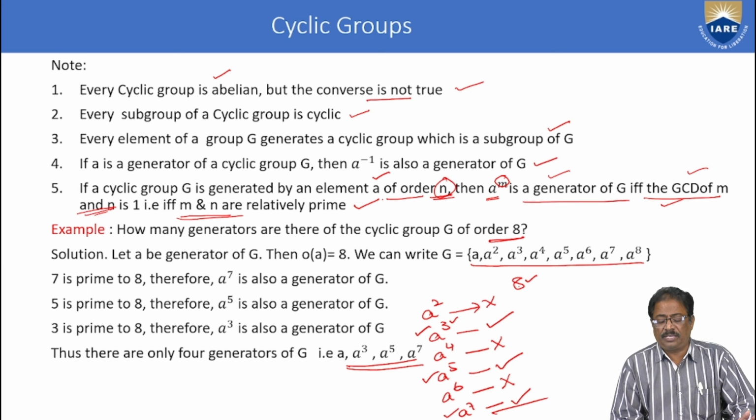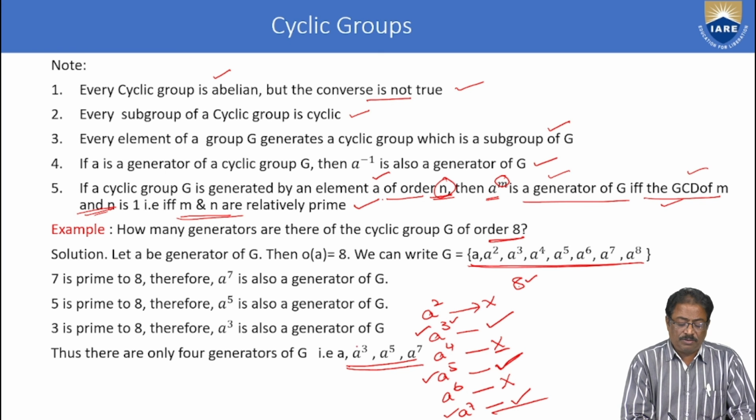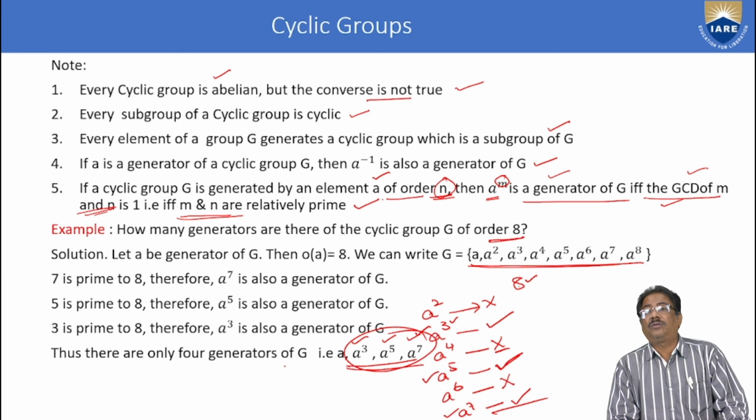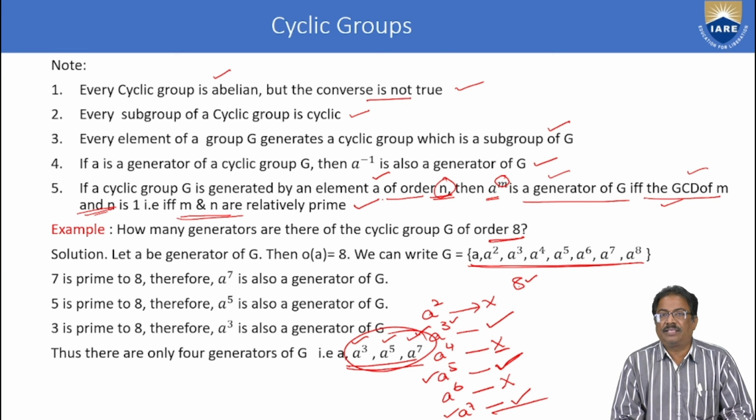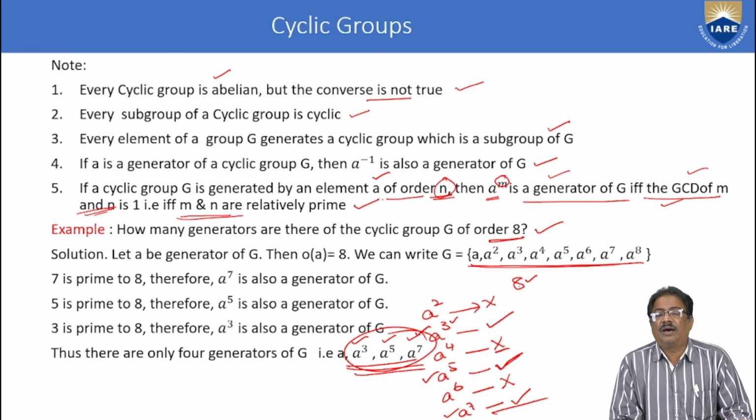Like that, here there will be 8 elements. Now we verify: A power 2 is not relatively prime, so it is not a generator. A power 3 is relatively prime, so it is a generator. A power 4 is not relatively prime, so it is not a generator. A power 5 is relatively prime. So we can say that A cubed, A power 5 and A power 7 are relatively prime to 8, and the cyclic group of order 8 will have 3 generators.